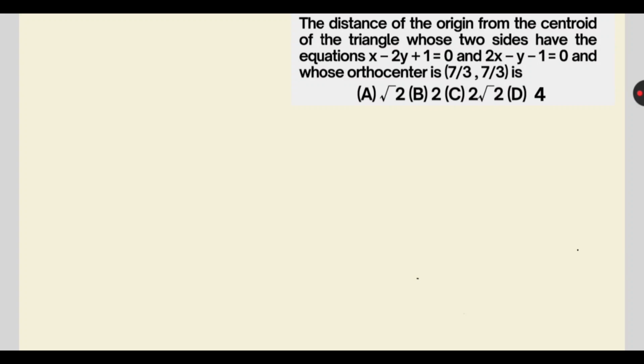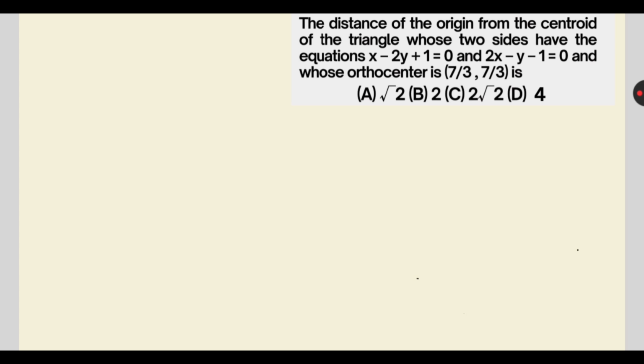Today we are going to discuss the top PYQs of the chapter Straight Line from JEE Mains 2022. Let's see the question. The distance of the origin from the centroid of the triangle whose two sides have the equations x minus 2y plus 1 equal to 0 and 2x minus y minus 1 equal to 0, and whose orthocenter is (7/3, 7/3).